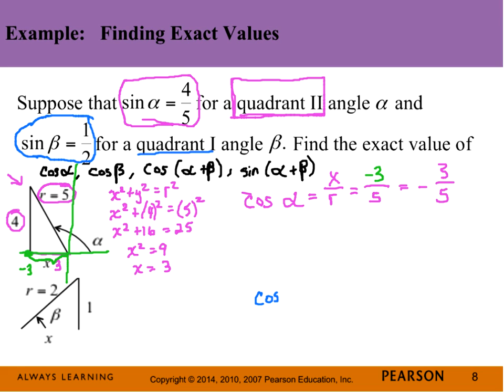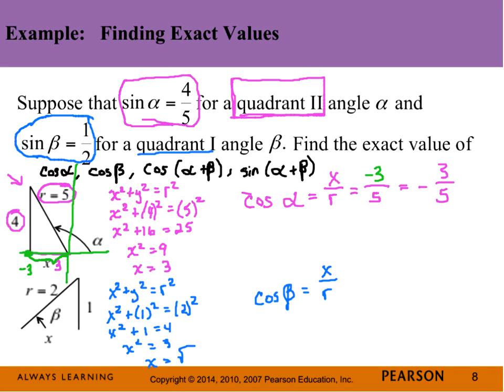Just to give you a preview, to find the cosine of beta, we also need to do x divided by r. We don't have the x value. We've got the y value and the radius value of that triangle. So we'll use the Pythagorean theorem to figure out what the x value is. So x squared plus y squared is r squared. X squared plus 1 squared is 2 squared. X squared plus 1 is 4, subtract 1. X squared is 3, which means x is equal to the square root of 3.